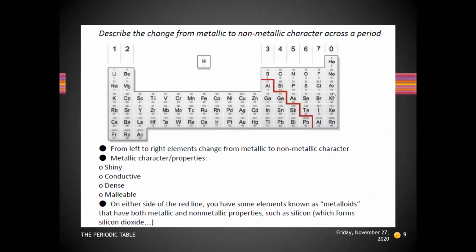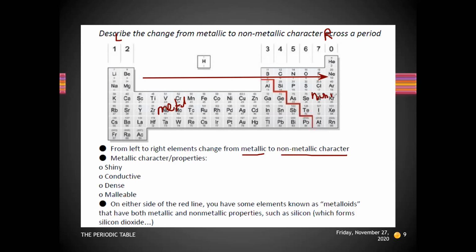As you can see, this is a periodic table. A staircase line is there which shows the boundary between metals and non-metals, where we have metalloids. In the periodic table, this is the left hand side and this is the right hand side. If I move in the periodic table from left to right, what will I observe? Moving from left to right, the metallic nature changes to non-metallic nature. On the left hand side we have metals, and on the right hand side we have non-metals.